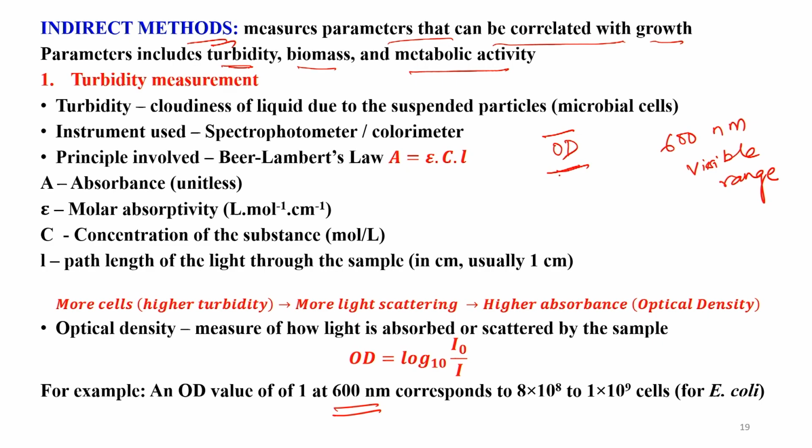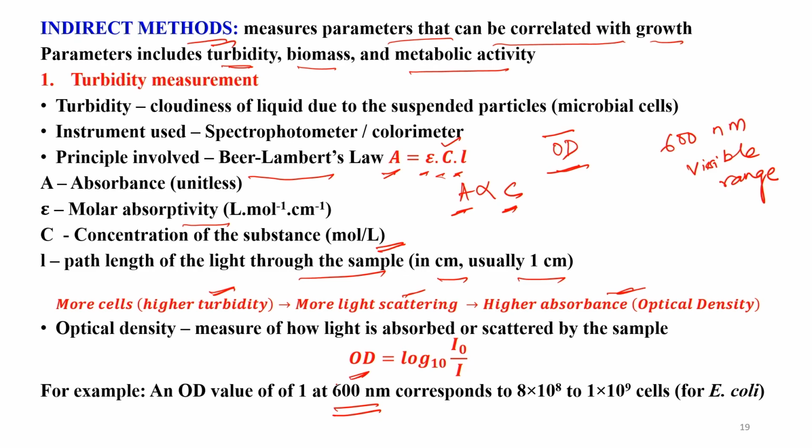And once you know this optical density or absorbance, it follows the Beer-Lambert law. It says A is epsilon C into L. Epsilon is molar absorptivity, C is the concentration, which is directly proportional to the absorbance, and L is the path length, and usually its value is 1 centimeter. As I told, absorbance is directly proportional to concentration. If there are more cells, you are going to have higher turbidity, more light scattering and higher absorbance.